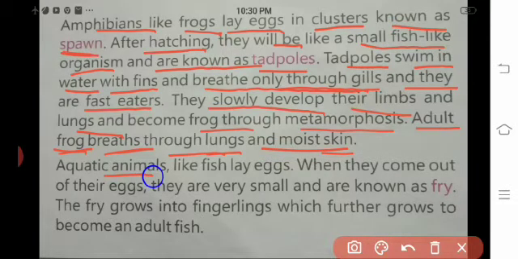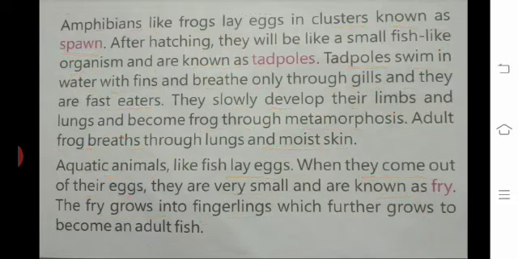Aquatic animals like fish lay eggs. When they come out of their eggs, they are very small and are known as fry. The fry grows into fingerlings, which further grow to become an adult fish.